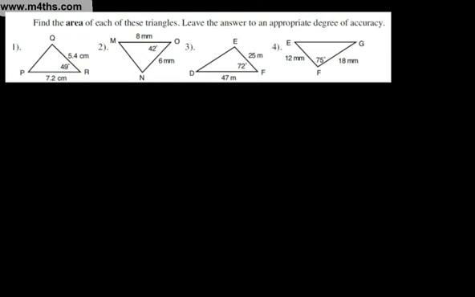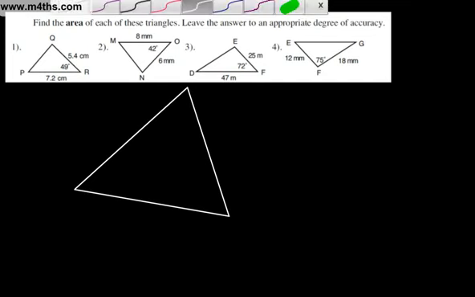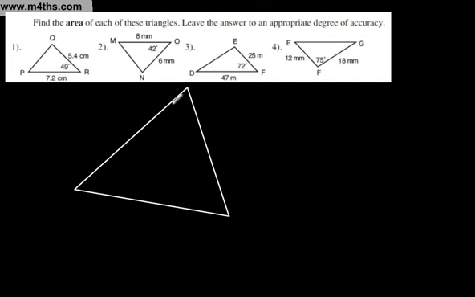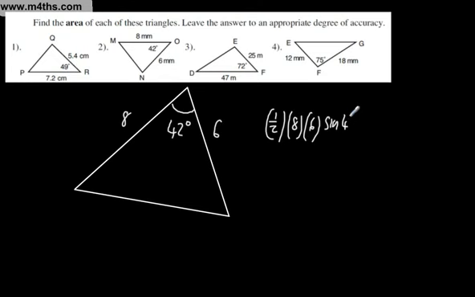Let's do the next one. We're working in millimetres this time. So what we've got here is the angle of 42. Again, these don't need to be drawn to any form of accuracy. 42 degrees, 8 and 6. So it's going to be 1/2 AB sine C. 1/2 8 times by 6 times by the sine of 42.